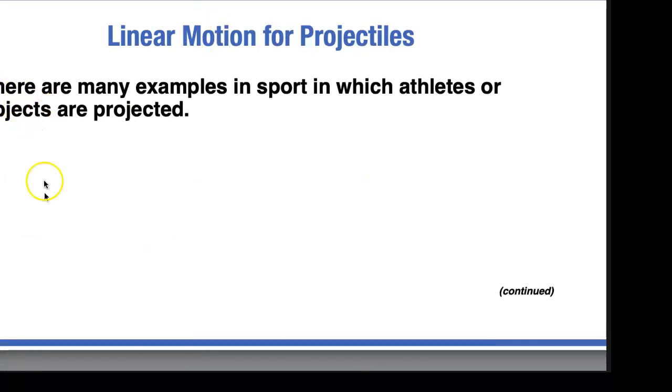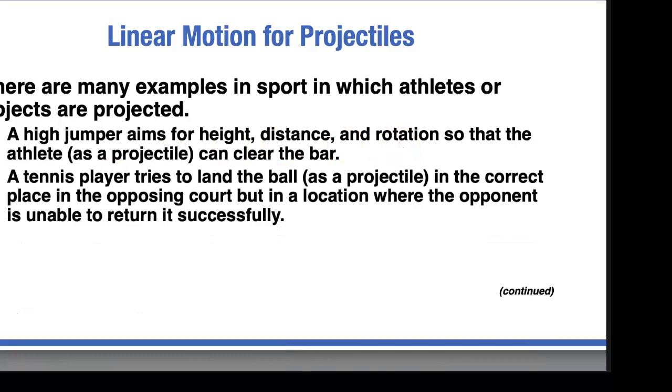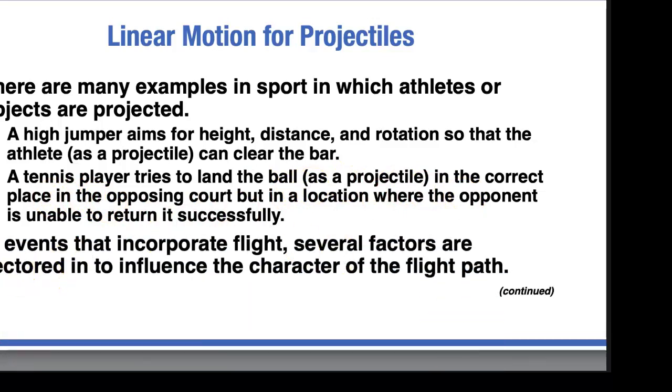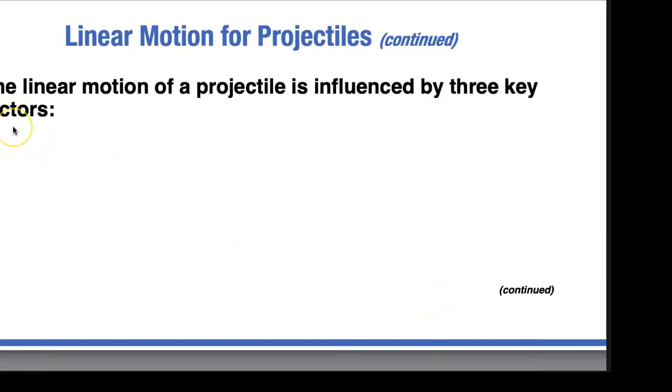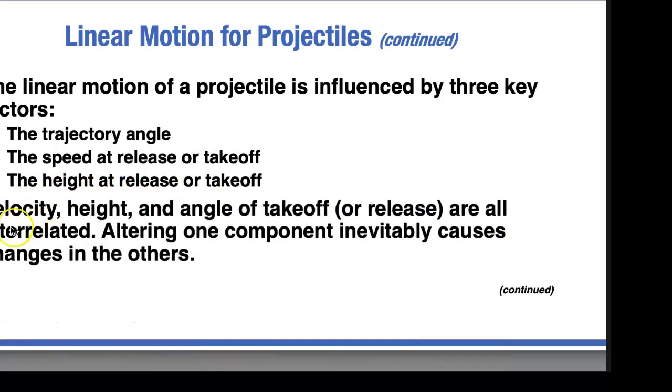So linear motion for projectiles. There's many examples in sports. A high jumper aims for height and distance and rotation so that they can clear the bar. A tennis player tries to land the ball in the correct place in the opposite court. In events that incorporate flight, several factors can take effect. So linear motion has three factors: the trajectory angle, the speed at release or takeoff, and the height at release or takeoff. So speed, velocity, height, angle, release are all intertwined and interrelated.